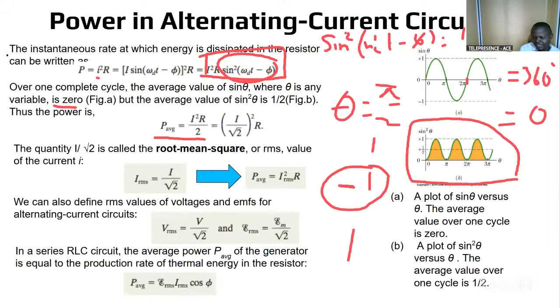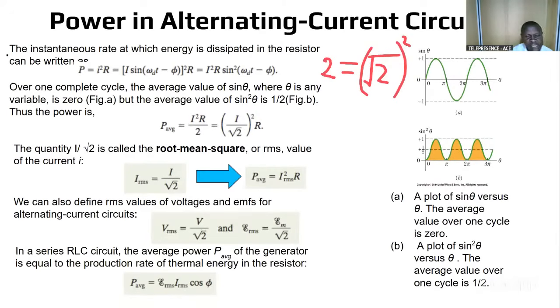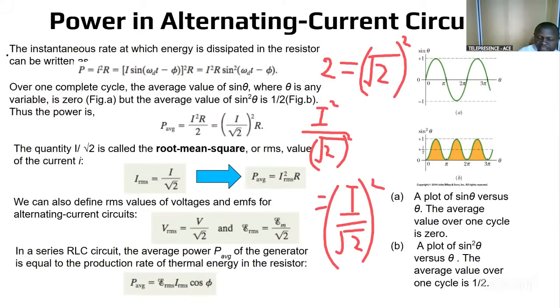Now, mind you, from indices, we can also express 2 as a power. You can rewrite 2 as the square root of 2 raised to power 2. If you substitute this here, we have I squared over root 2 squared. If you recall the law of indices from your O-level mathematics, we can rewrite this as I over root 2, putting everything in one bracket, squared. We rewrite it as this.